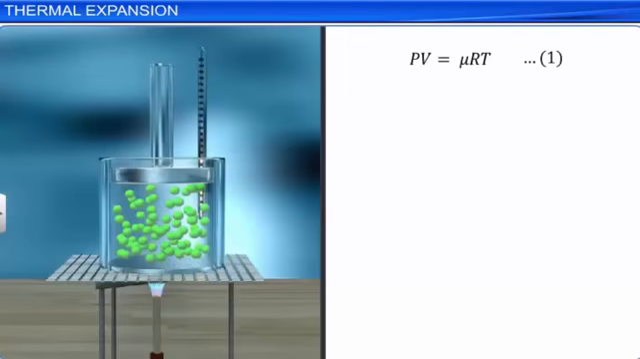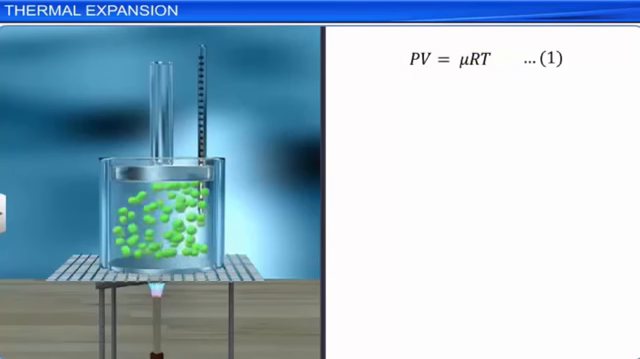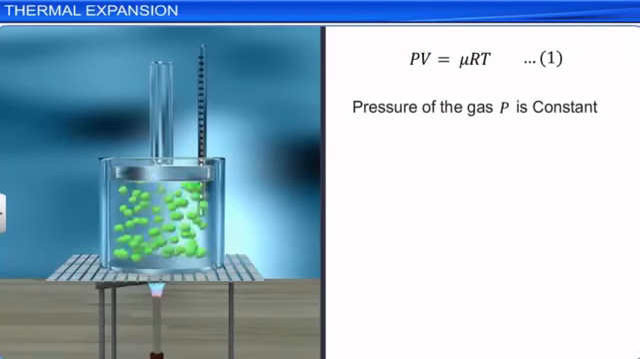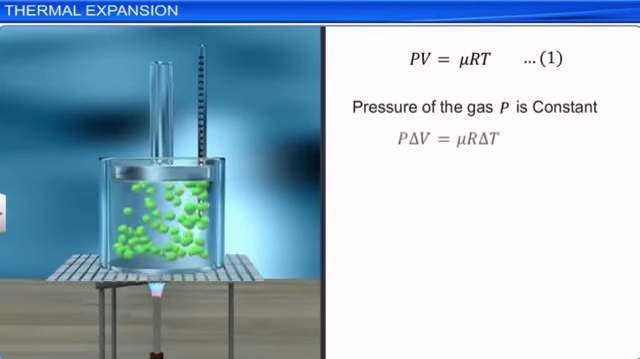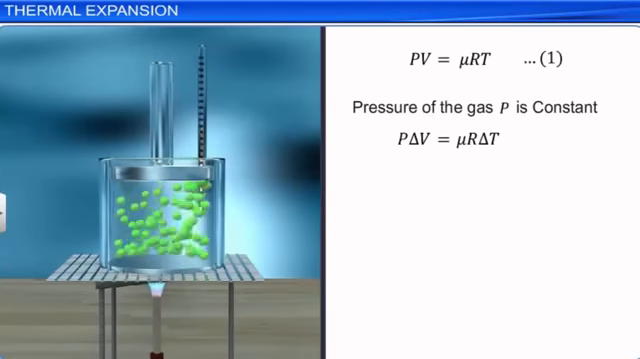For ideal gas, PV is equal to mu RT. Let this be equation 1. If the pressure of the gas is constant, on differentiating equation 1, we get P delta V equals mu R delta T. Let this be equation 2.